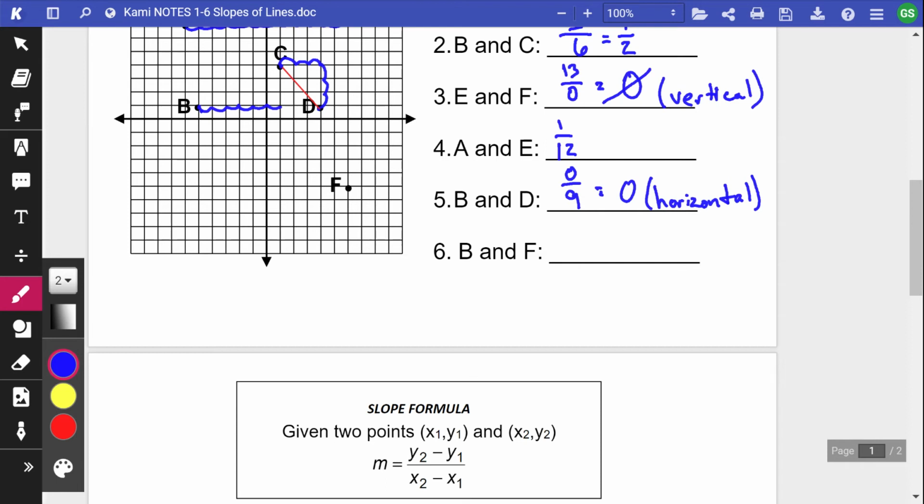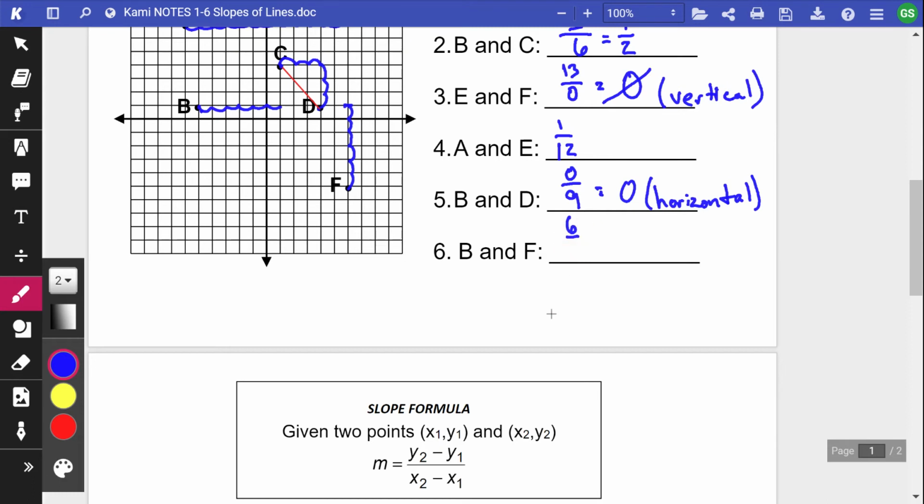Last one, B and F. Okay, so F is on the bottom, so I want to go up. I'm going to count up to this line right there. So let's see, 1, 2, 3, 4, 5, 6. So my rise is 6.